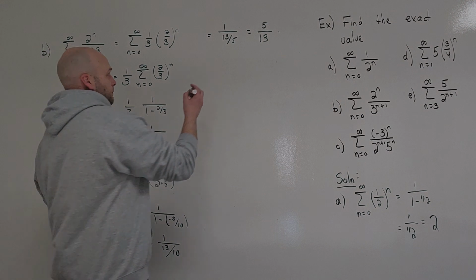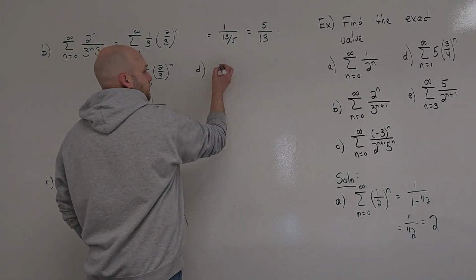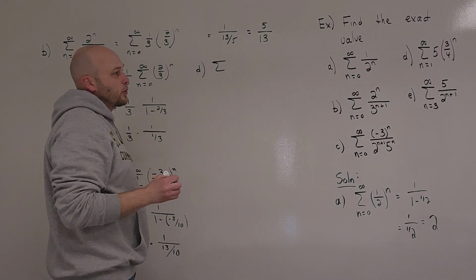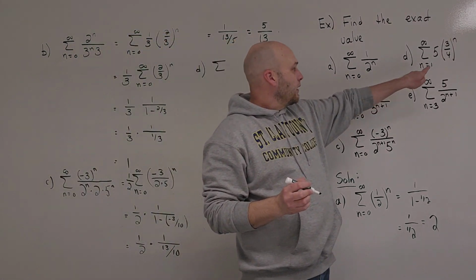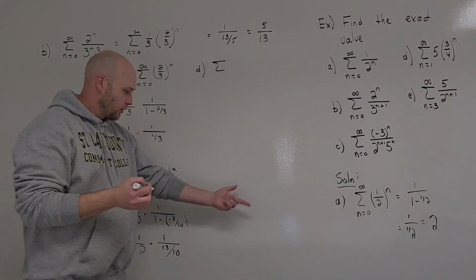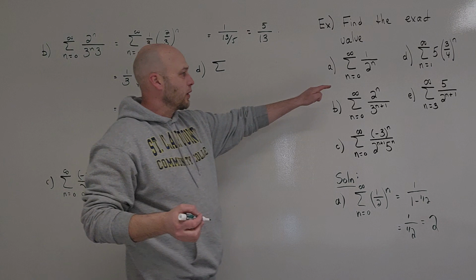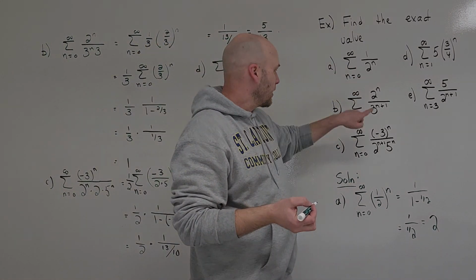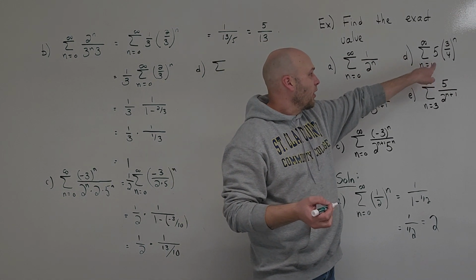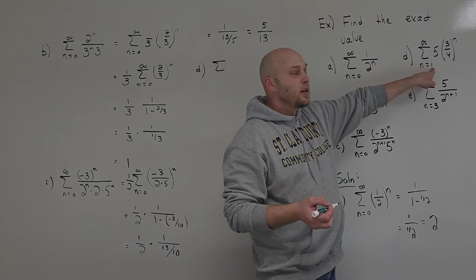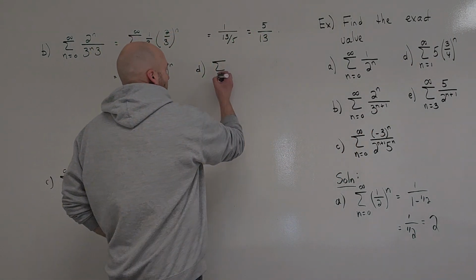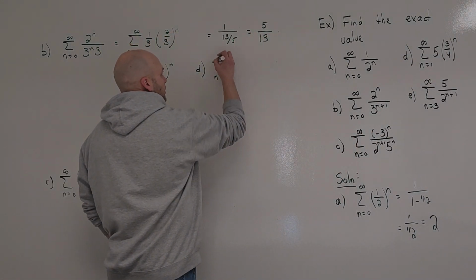Part D. Notice what's different with part D. My infinite series starts at 1, not 0, which is what I just erased. All the other series for my formula for the geometric series has a starting value of 0. Therefore, what I have to do is start by manipulating this index here so that it starts at 0. All right, n equals 0 to infinity.